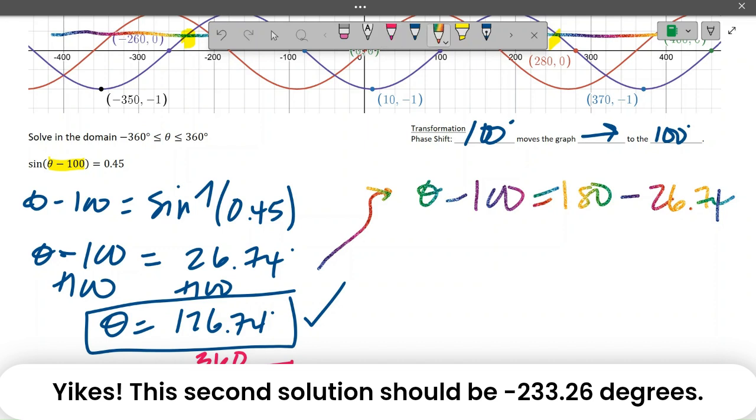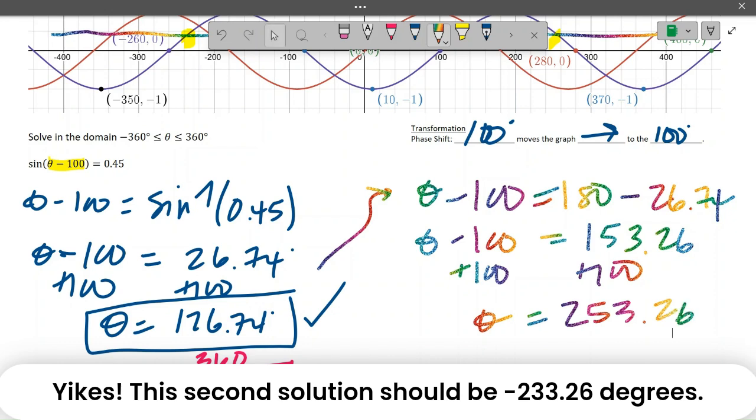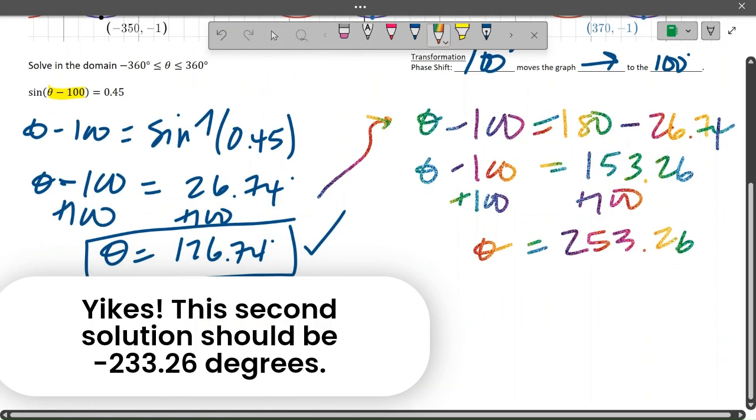We have theta minus 100. And then we're just going to do this math. 180 minus 26.74 gives us 153.26 degrees. This is not our answer because theta is not by itself. So we need to add 100 to both sides. When we do that, we get theta equals 253.26 degrees. That is a solution that falls within our domain.